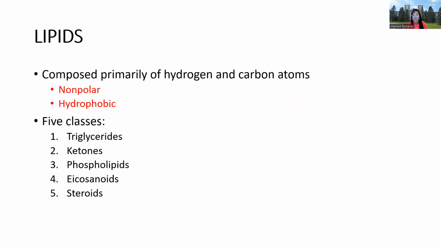Okay, let's move on to lipids. And lipids are very interesting. They're composed primarily of hydrogen and carbon. So what's missing? Which of our atoms are missing here? You can identify what's missing right away.